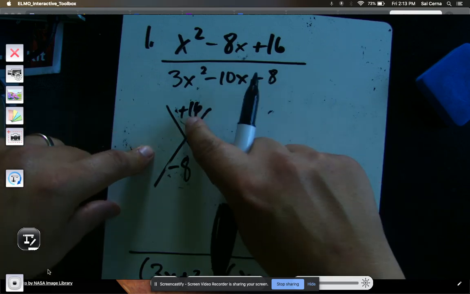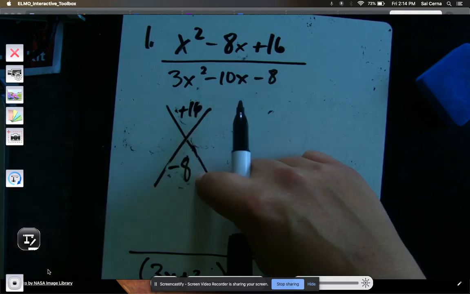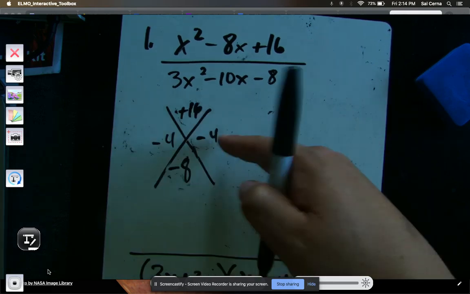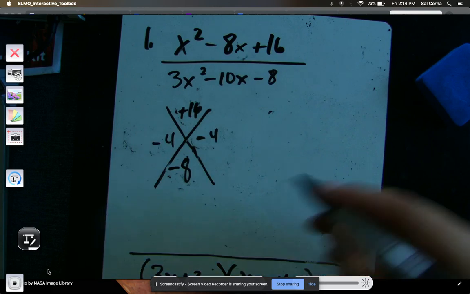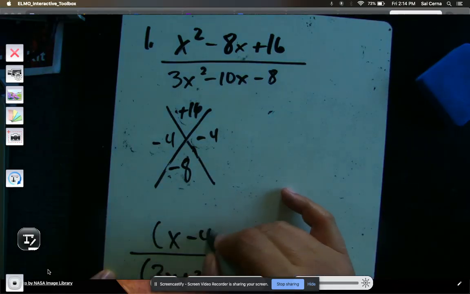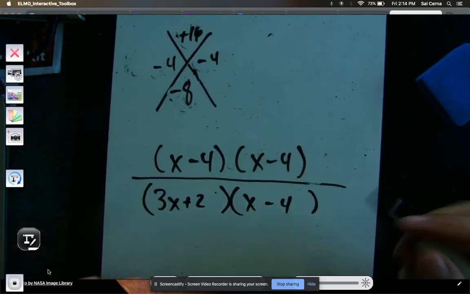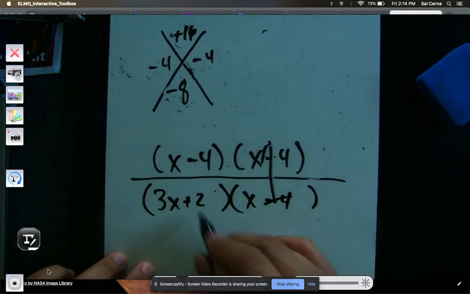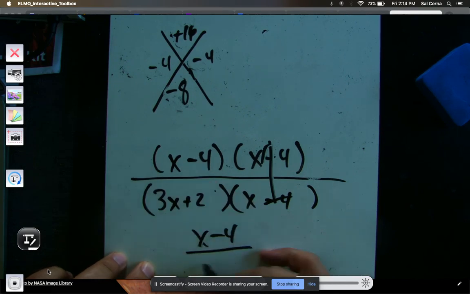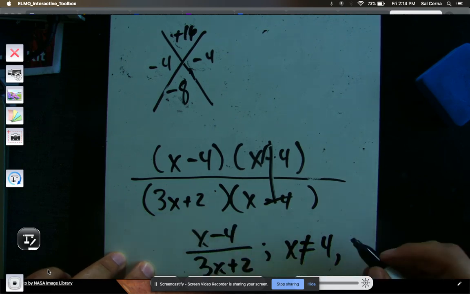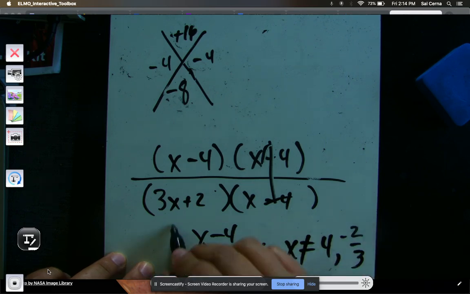So again, what two values can I multiply to get 16, but also add to get negative 8? Well, in this case, negative 4 and negative 4. This is negative 8. When I multiply, I get positive 16. So I'm left with x minus 4 times x minus 4. And now I can go ahead and look for my giant ones. This simplifies, and I'm left with x minus 4 divided by 3x plus 2, where x cannot equal, and don't forget, x can't equal 4, or in this case, negative 2/3. And that is my final answer.